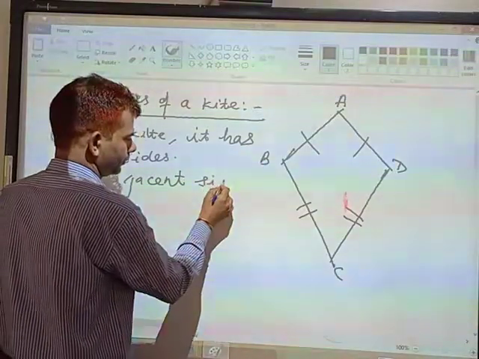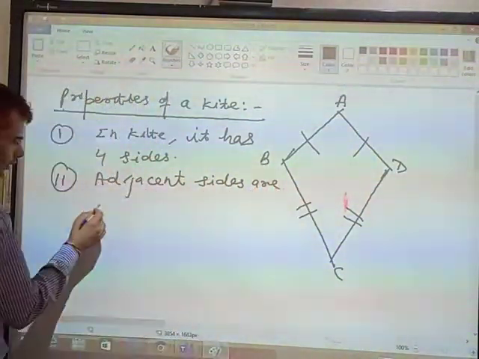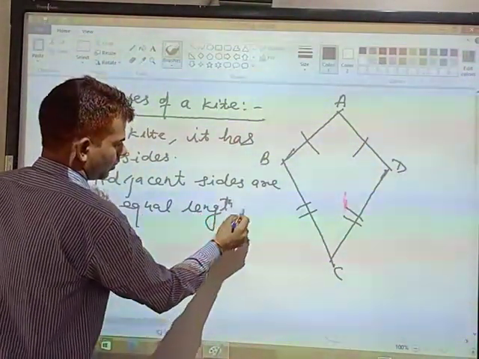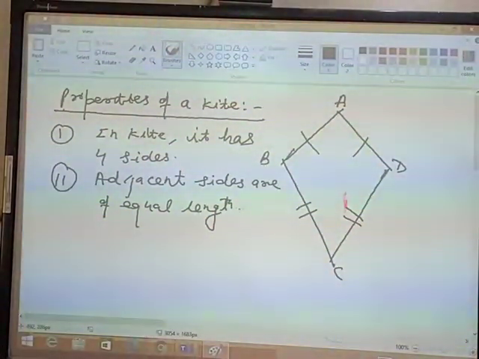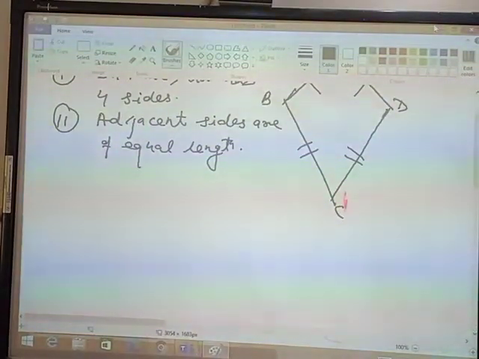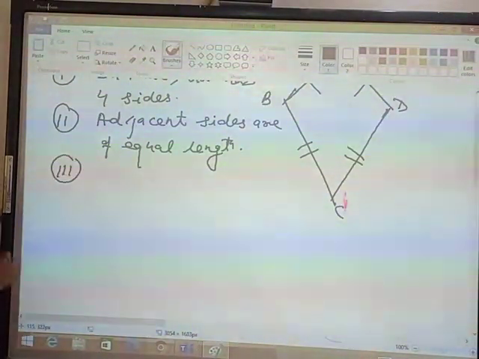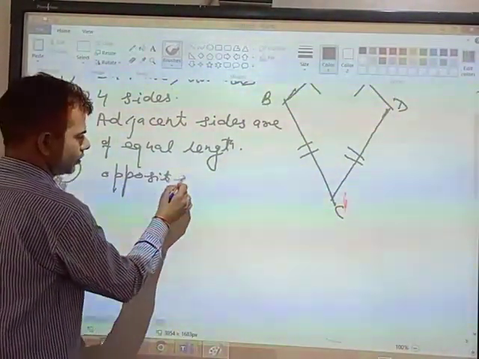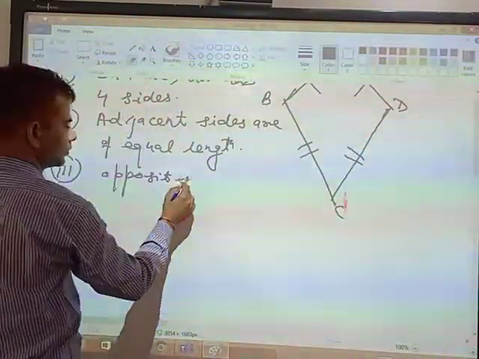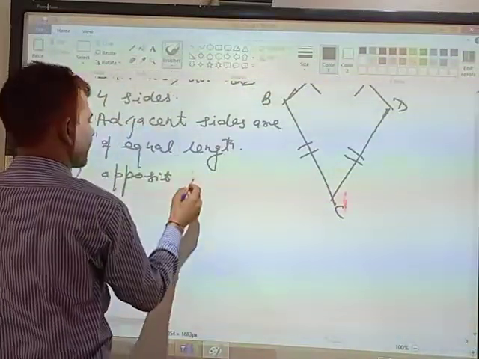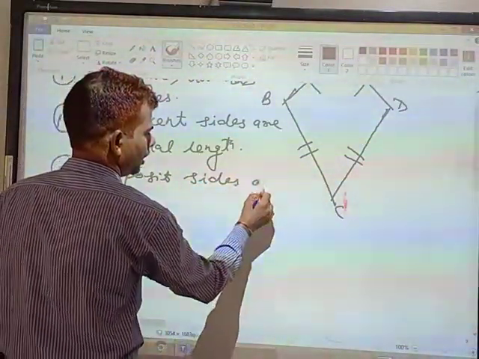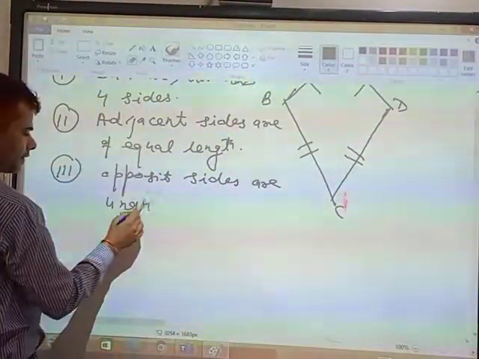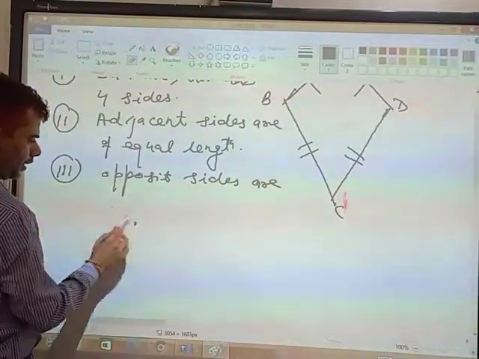Adjacent sides are of equal length. Now, students, the third one is opposite sides are unequal. Opposite sides are unequal.